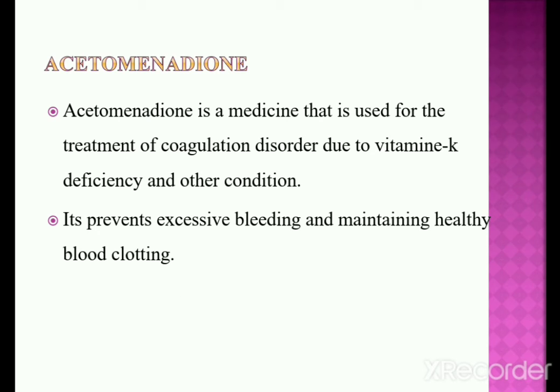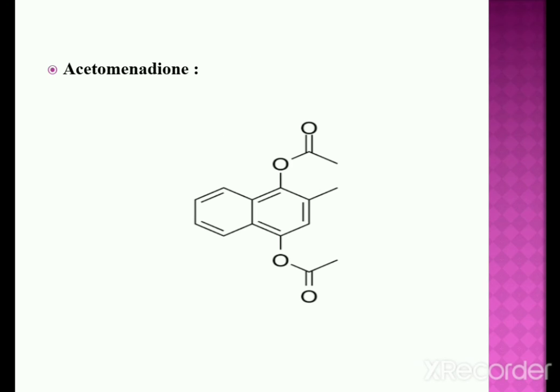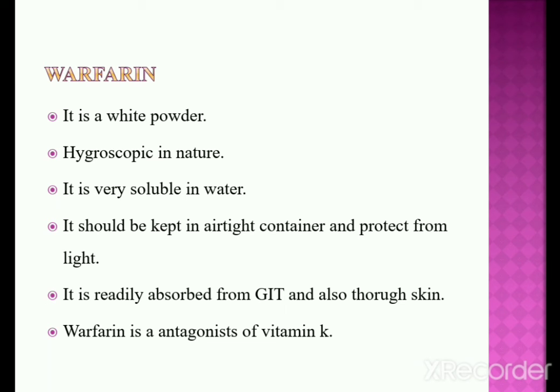Next is acetomenadiol. It is a medicine used for the treatment of coagulation disorder due to vitamin K deficiency and other conditions. It prevents excessive bleeding and maintains healthy blood clotting. This is your structure of acetomenadiol.